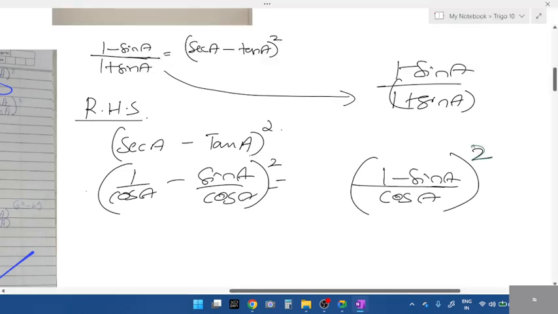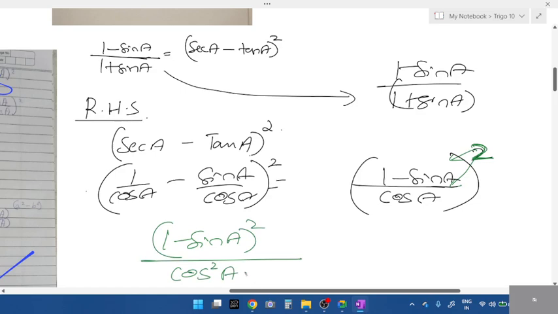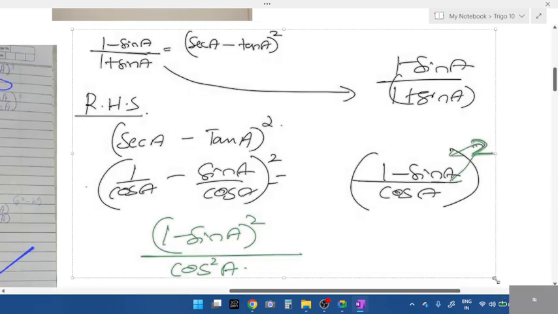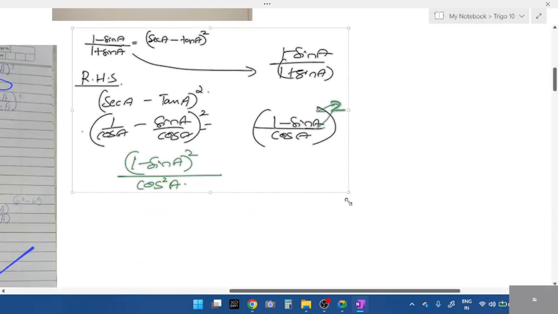The only problem is the square. So what you do is square on both the sides. Remove it, write it separately. 1 minus sin A the whole square divided by cos square A. Is this clear? Did all of you do it in the same way? Yeah, this is one way to do it.